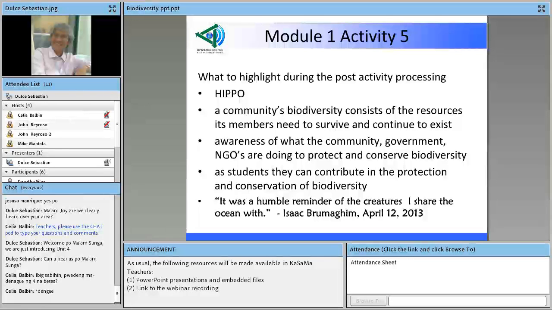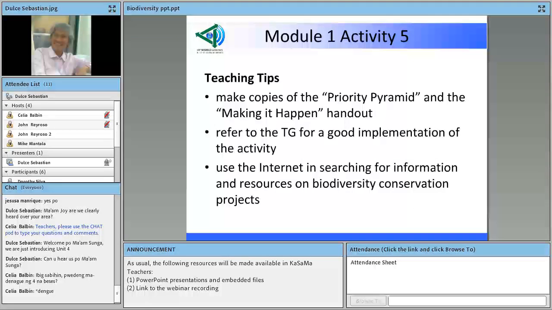And I would like to quote a certain person, a fisherman, who realized the importance of biodiversity and respecting other organisms in our surroundings. When he caught a fish while he was out in the sea, another creature took the fish away from him, and he said, it was a humble reminder of the creatures that I shared the ocean with. So, hindi lang tayo nangangailangan ng resources, kundi maiba ding mga creatures na nangangailangan nito.